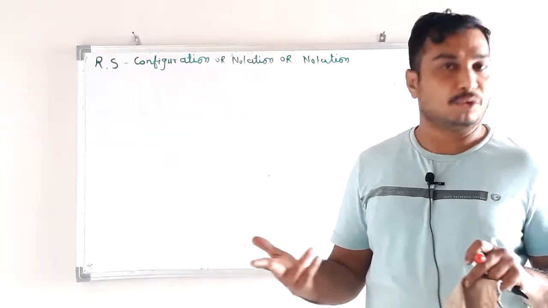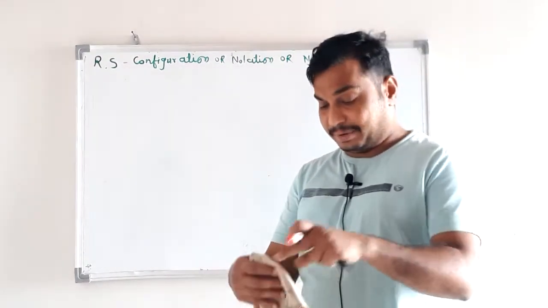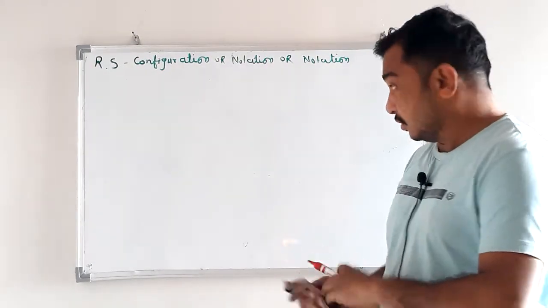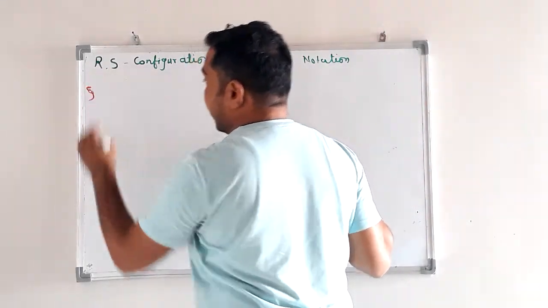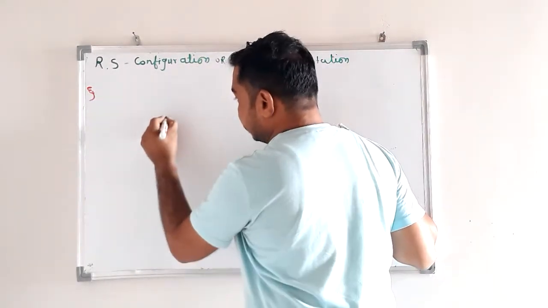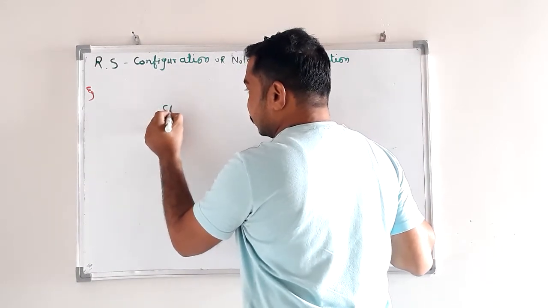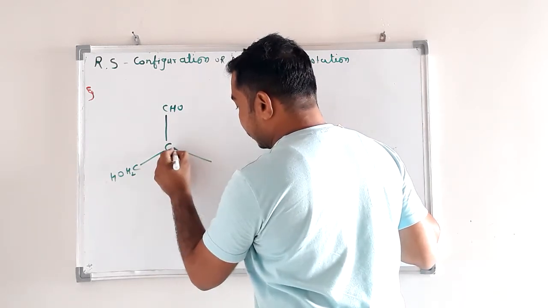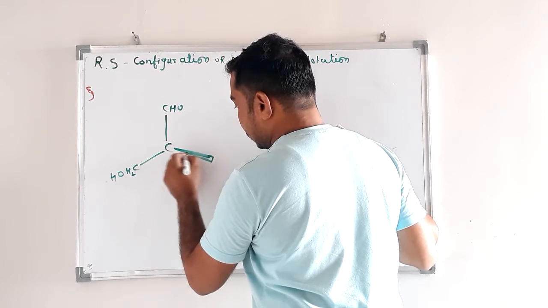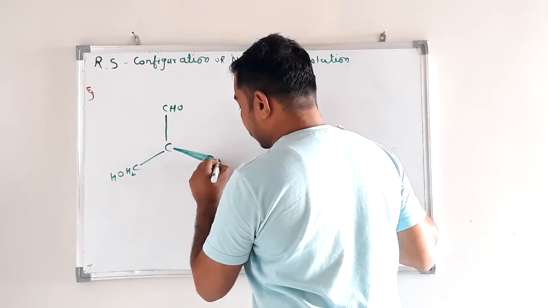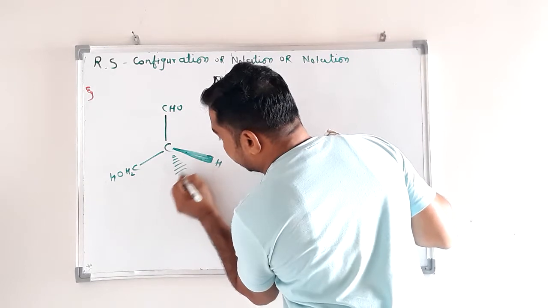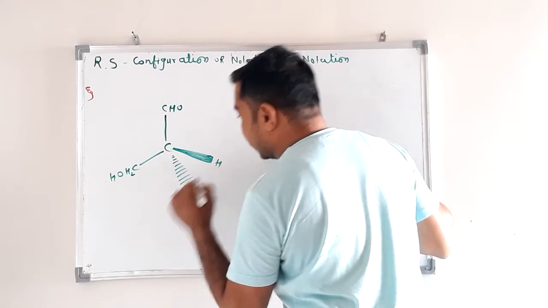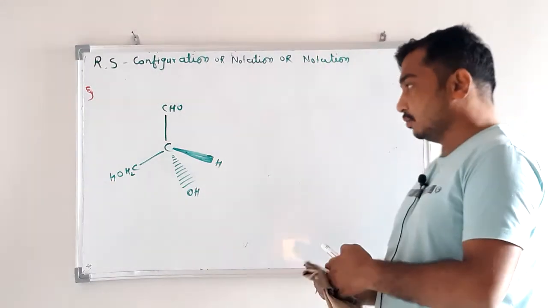Maybe 2 marks or 4 marks. Very simple. We just have to apply the steps that I have already explained and give the notation. Now one more example. Aldehyde, CH2OH, then H and OH. So it is one of the stereoisomers of glyceraldehyde.